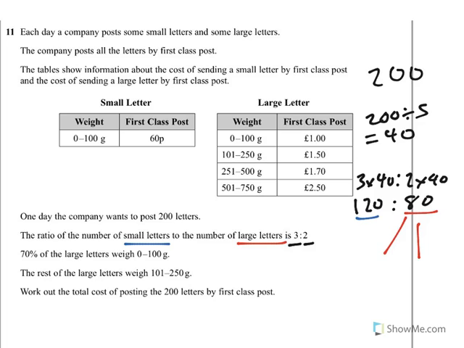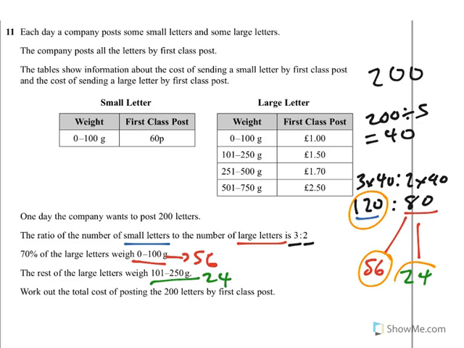We're also told that of the large letters, 70% of them are going to be 0 to 100 grams, and then the other 30% are 101 to 250 grams. Well, we need to work out 70% of 80. 10% of 80 is going to be 8, so 7 times 8 is 56. So there's 56 that are 0 to 100, which means that there are 24 that are 101 to 250.